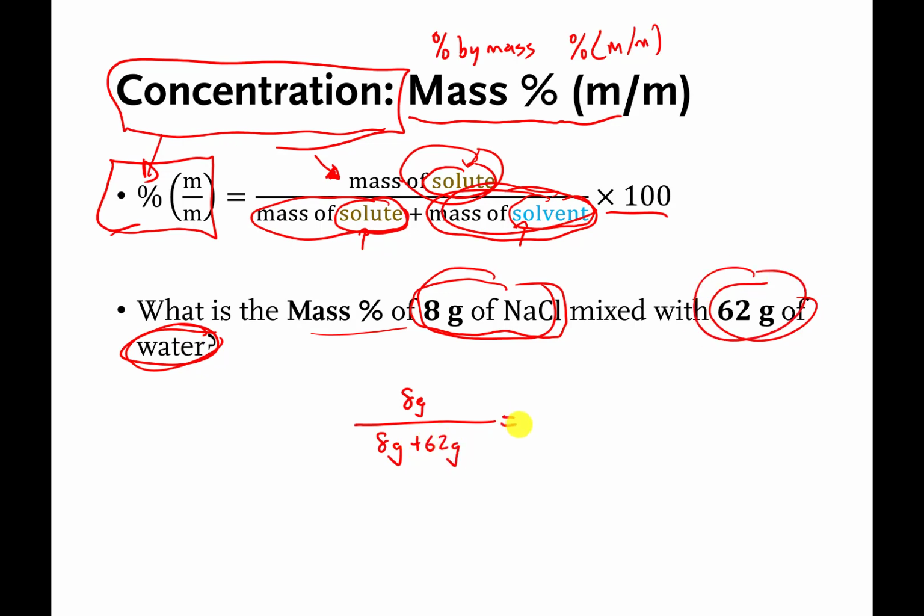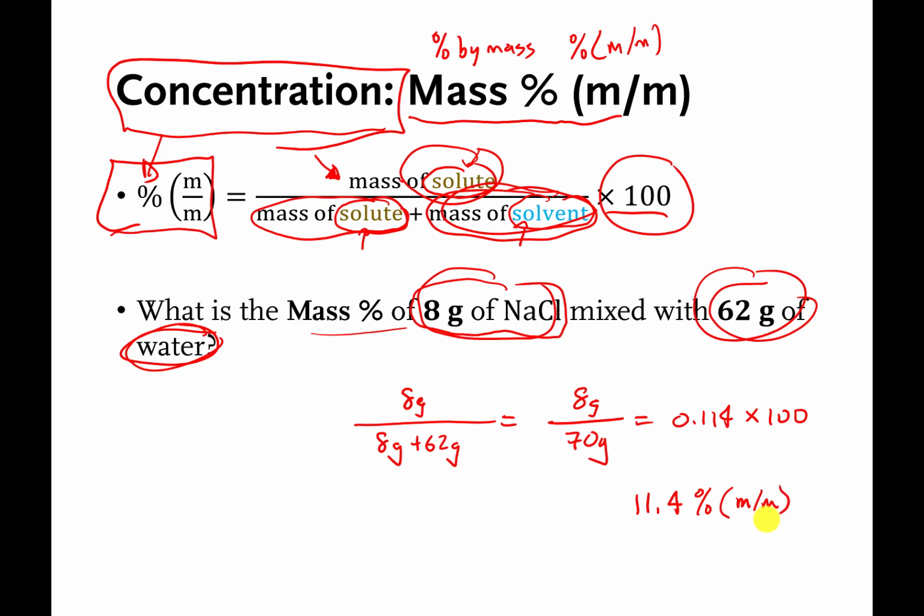And so that is going to be simplified to 8 grams over 70 grams. That is 0.114. And don't forget, we have to multiply by 100 to turn this into a percentage. And that's going to be 11.4. And the way that we write our answer is we write 11.4% parentheses m/m.